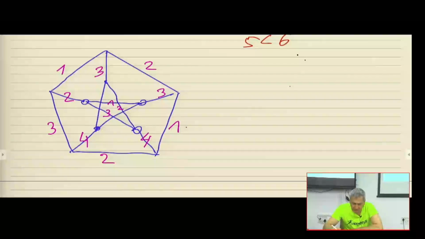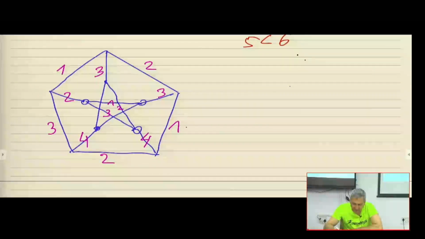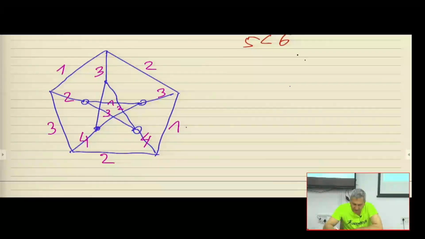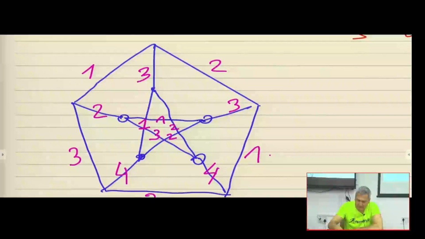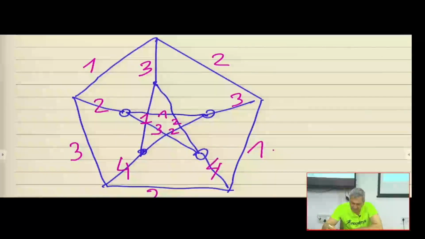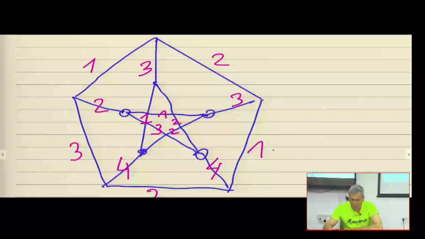Okay, 3 to 4. Maybe I can put here 1. I can put here 1 probably, and I can put here probably 2. Is it okay? 1, 2, 4, 3, 1, 2, 1, 2, 3, 2, 1, 3, 2, 3, 4. It looks okay to me.